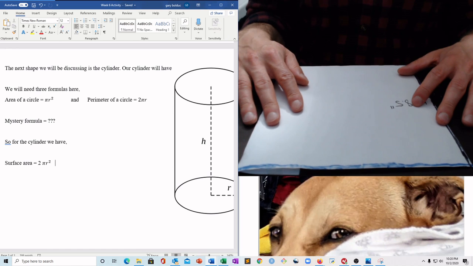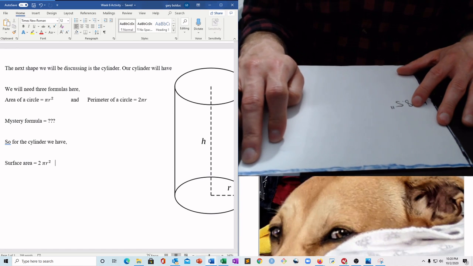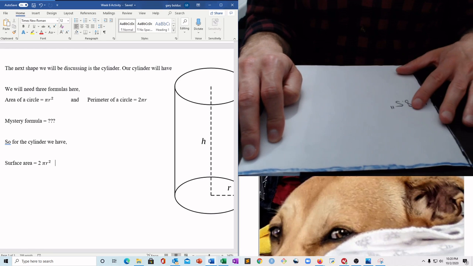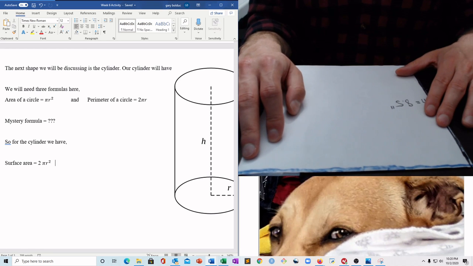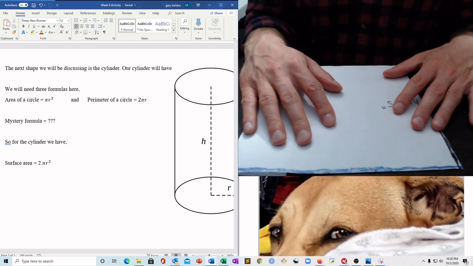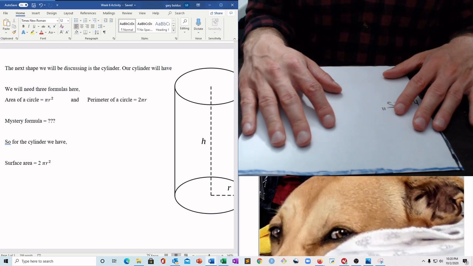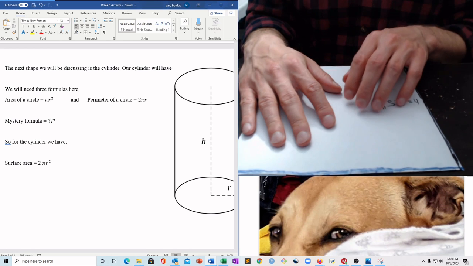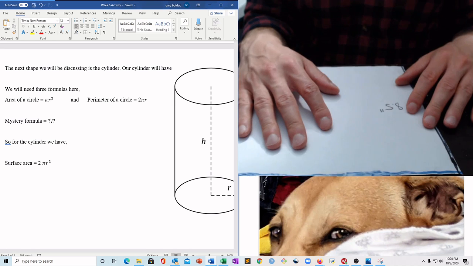So if you are flabbergasted by this, I would suggest taking a piece of paper that's a rectangle, seeing if you can create a cylinder out of it. All you have to do is fold and attach. So okay, what do we need to do here? We need to find out how to find the area of this rectangle. Well, it's not too bad.